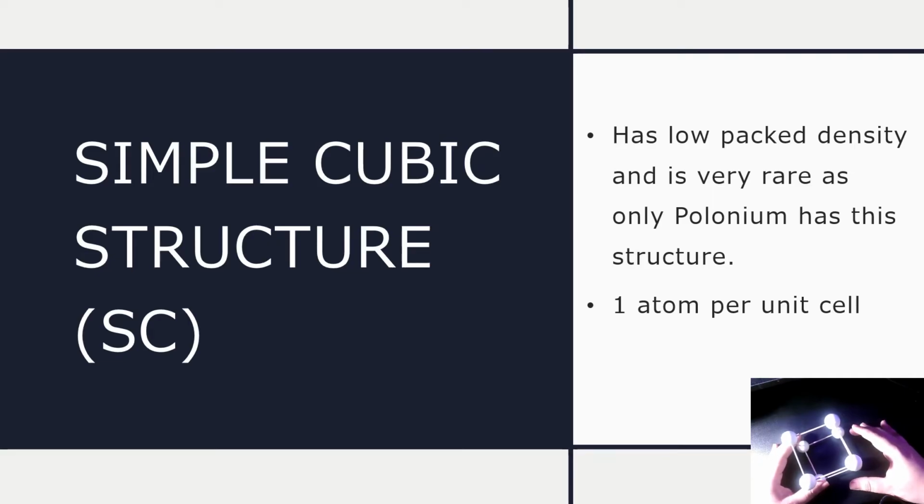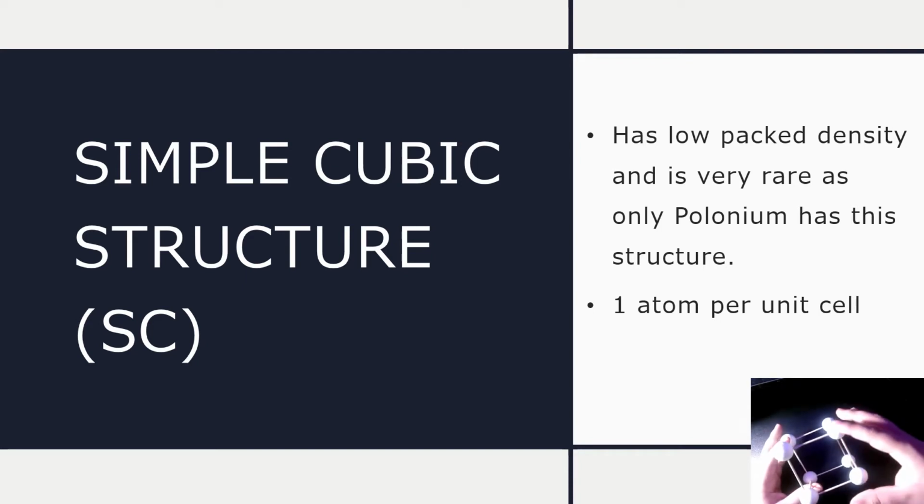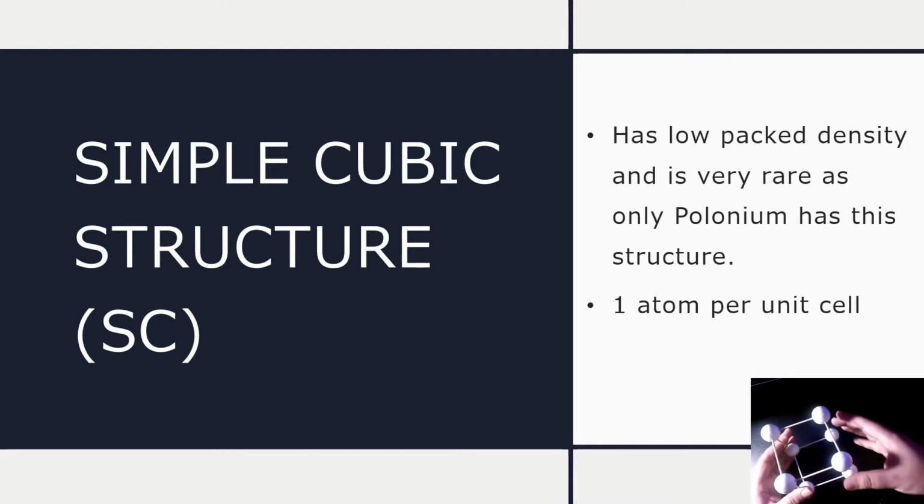The first cubic structure I want to talk about is simple cubic structure, which abbreviates to SC. SC has low pack density and is very rare, as only polonium has this structure. Simple cubic structures only have one atom per unit cell. Because there's 8 corners, each corner makes up 1/8 of an atom, so 8 times 1/8 is equal to 1 atom.